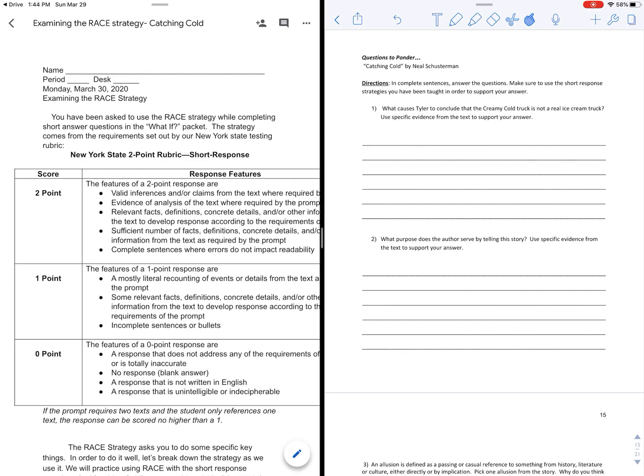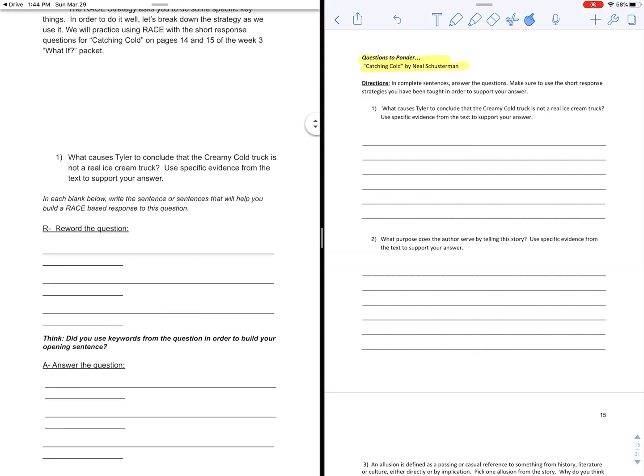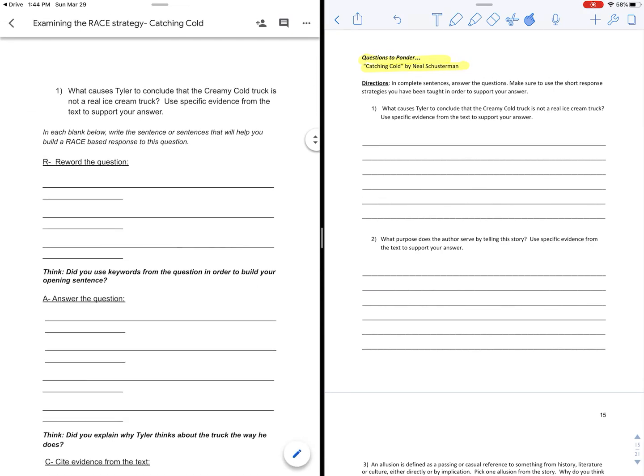So you'll notice on the right side of your screen right now, this is the questions that are on pages 14 and 15. And then on the left side is actually that race strategy sheet that I'm referring to. So with this in split screen, it'll kind of help us talk through how you should go about answering the questions. So our first question is something that's referenced right here. And it says, what causes Tyler to conclude that the creamy cold truck is not a real ice cream truck? Use specific evidence from the text to support your answer.